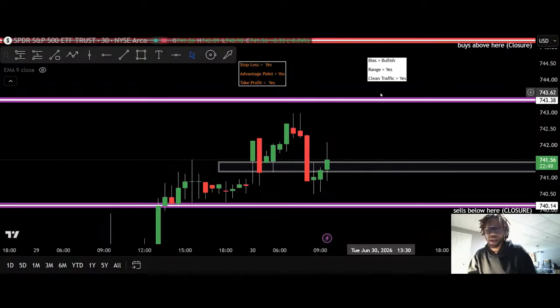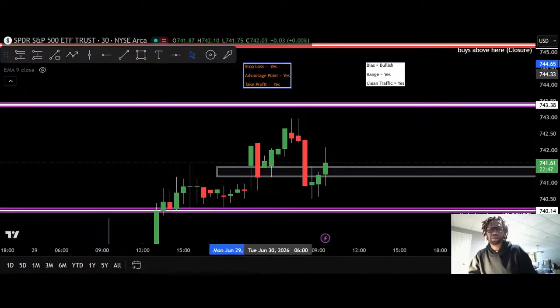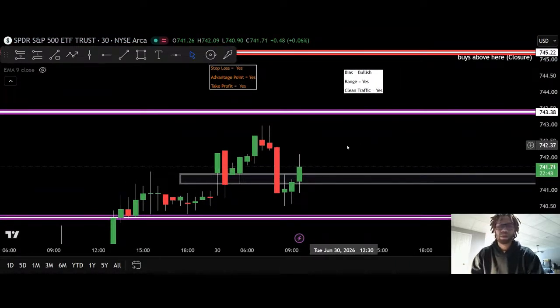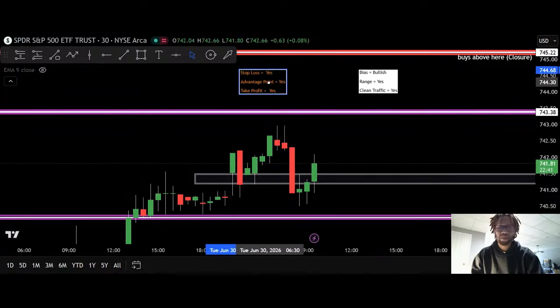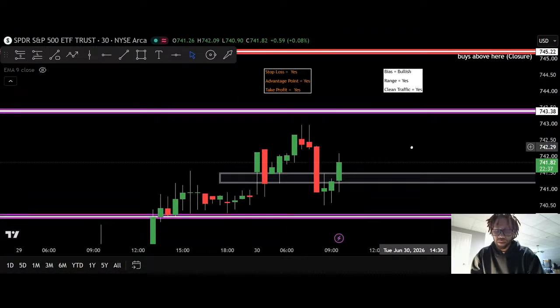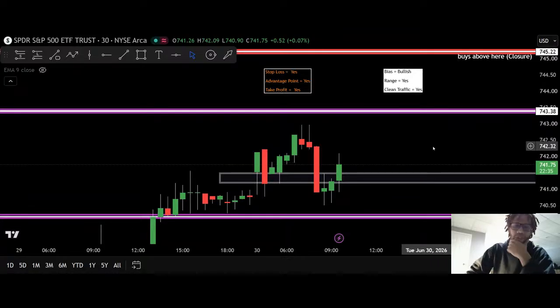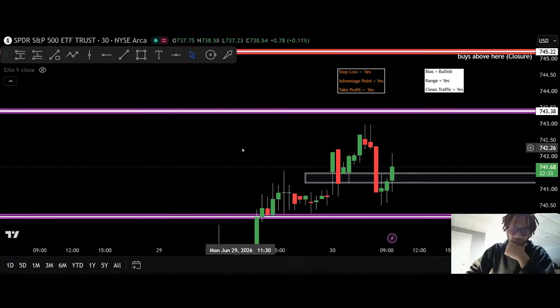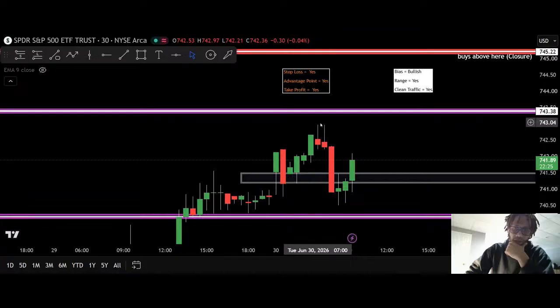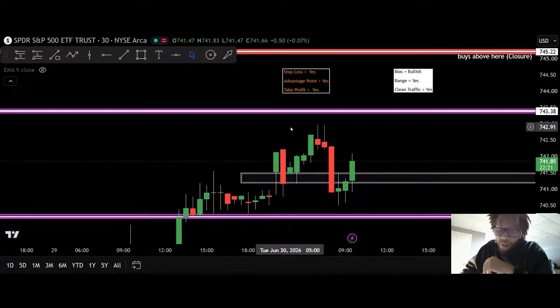Okay, the time is now 9:37 a.m. We'll just be patient. Just wait on price action. And again, I just marked up these pre-market wicks. So we're staying above here. Price looks like it wants to at least push up to 742, right?